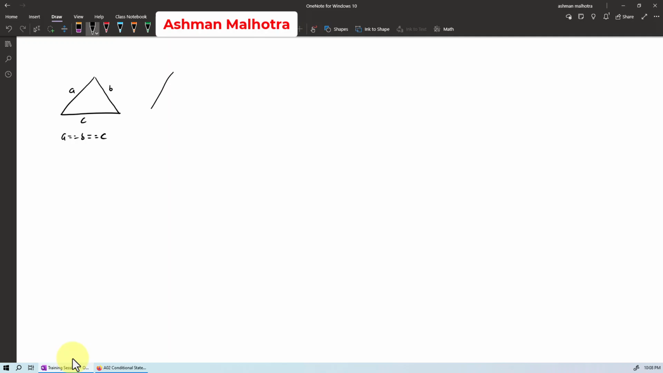An isosceles triangle is one whose two sides are equal to each other. Assume the sides are A, B and C. In this case, the A and B sides of the triangle will be equal to each other.